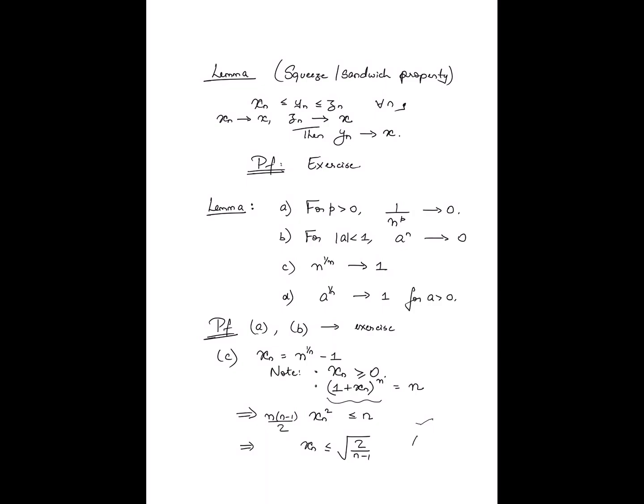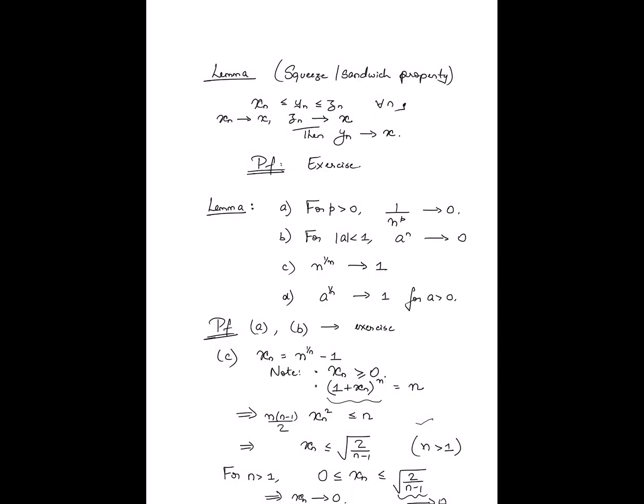Now, this is of course only true for n greater than 1, but that's fine, I don't need the inequality for n equals 1. So for n greater than 1, I have that 0 is less than or equal to xn, which is less than or equal to this upper bound, square root of 2 by (n minus 1). And this you can check is also a sequence that tends to 0. So what we have done is sandwich the sequence xn between 0 and an upper bound which also tends to 0. And so by the sandwich property, it follows that xn also tends to 0.